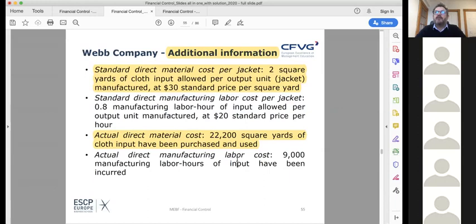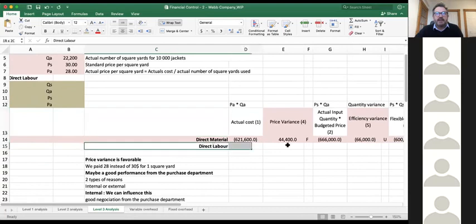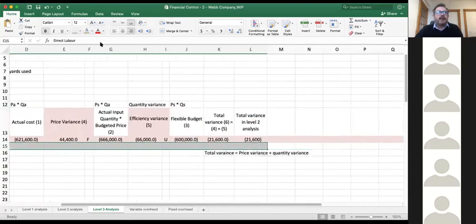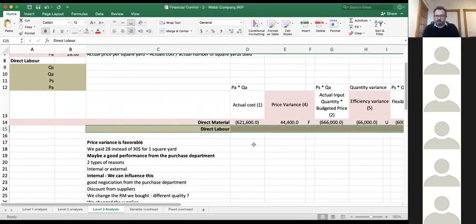So I give you 5 minutes to calculate the variances, so QS, QA, PS, PA. I'm coming back to my Excel file. You do this and this. So I give you 5 minutes and then I correct. We finish with this one today.